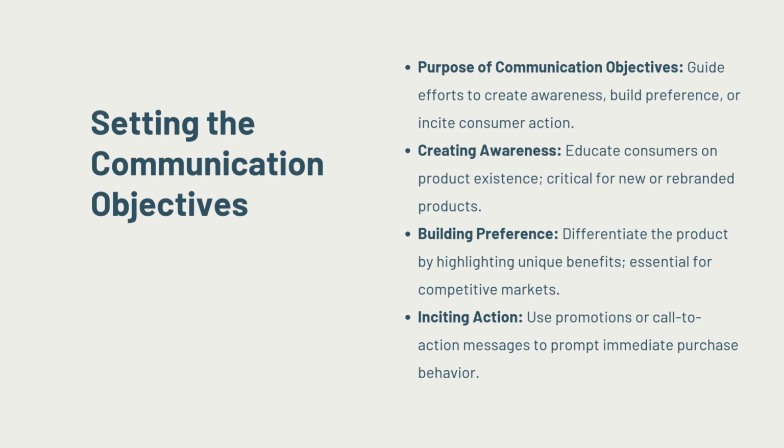The second objective is building preference, and this involves positioning the brand as a top choice in the consumer's mind. Preference is about more than just knowing a product exists, it's about shaping how consumers view it. So, Apple, for example, builds preference for its brand by emphasizing design and ease of use, which distinguishes it from other tech brands. This objective is particularly relevant in competitive markets where consumers have many options.